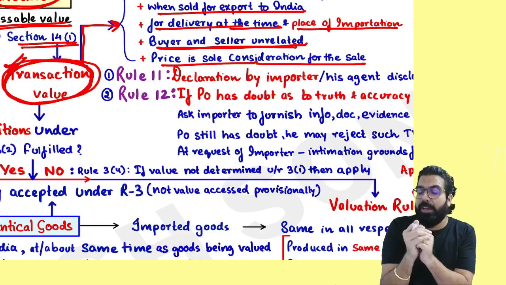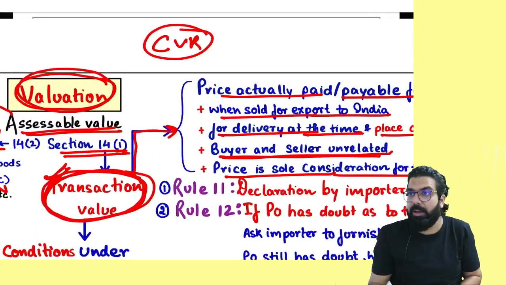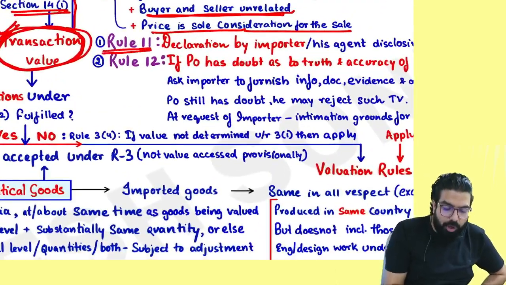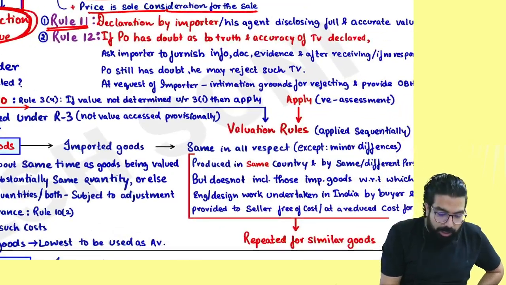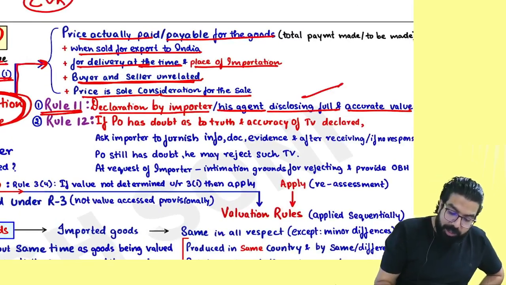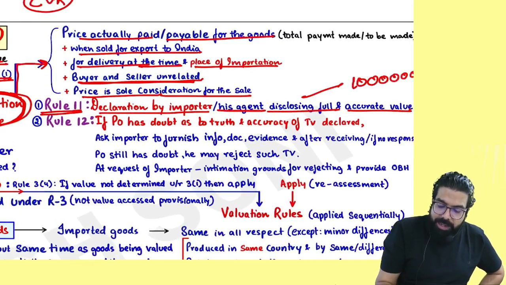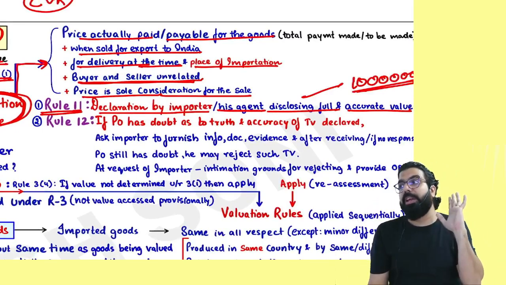Now, when you file your bill of entry, rule number 11, people, we are learning the custom valuation rules also together. Okay? Rule number 11 will come and tell you, when you file the bill of entry, you have to give a declaration by the importer or his agent disclosing full and accurate value. You have to say, sir, the value which I have told, 10 lakh rupees, is the correct value, sir. You have to give a declaration.